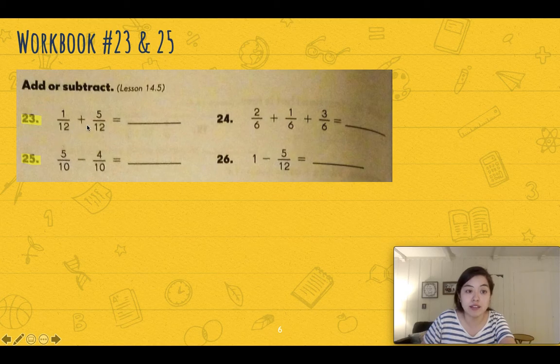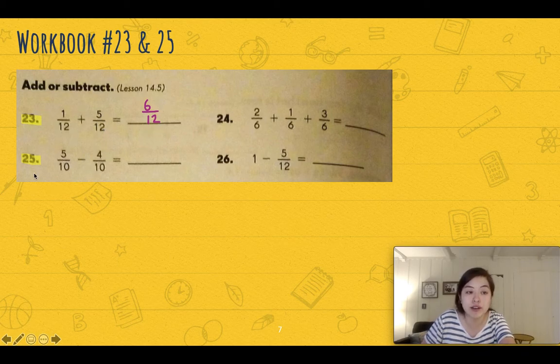All right, so now let's add 1/12 plus 5/12. When I add fractions, because my denominator is the same, I'm going to keep my denominator, but I'm just going to add the numerator. So 1 and 5 makes 6. And then my denominator is the same as 12. So 1/12 plus 5/12 is 6/12.